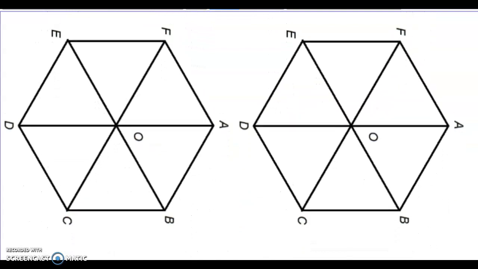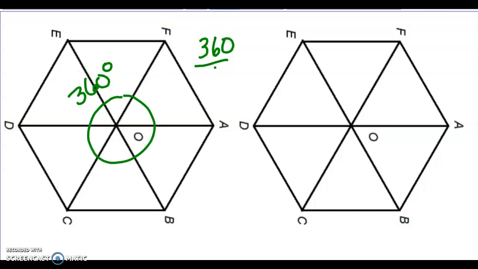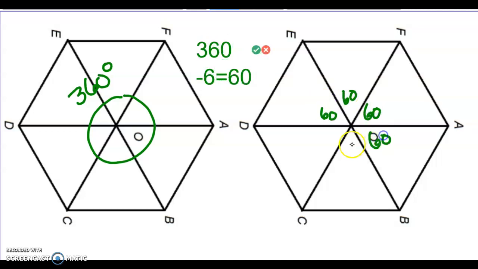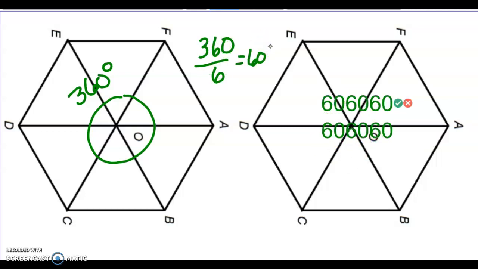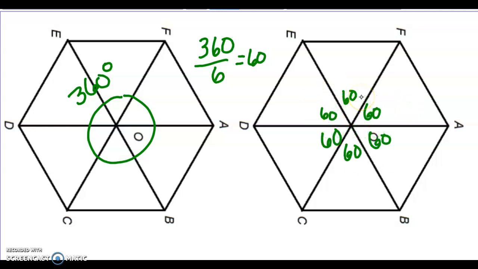On a hexagon, there are 6 triangles when we draw in all the radii. This is still going to be 360 degrees, but now I have 6 pieces, so it would be 360 divided by 6. Each of those central angles is going to be 60 degrees. Now, if it was an octagon, I would do 360 divided by 8, so each of those angles would be 45. If it was a decagon, 360 divided by 10, so each of those would be 36.